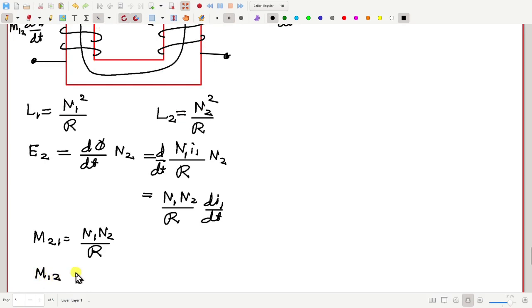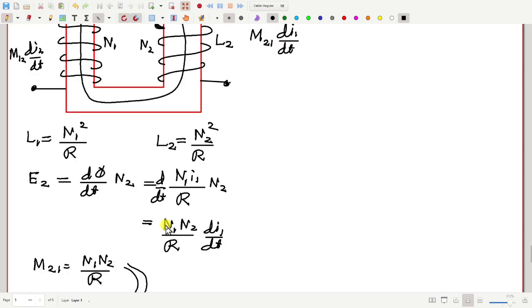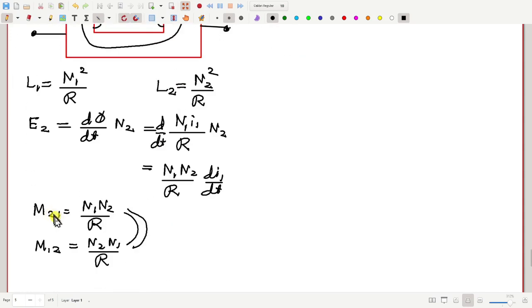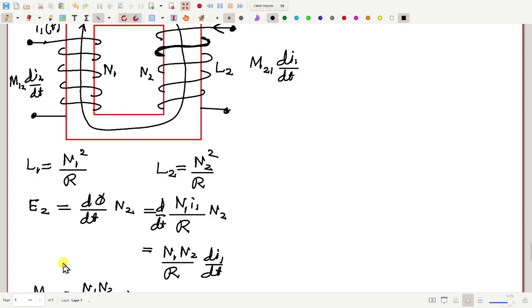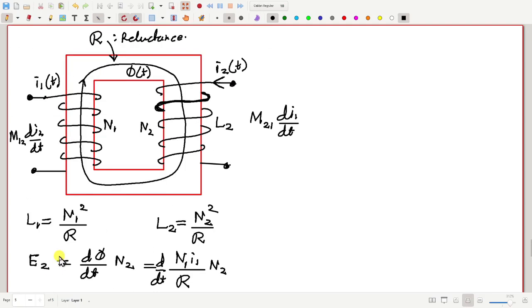M12 will be, just replace N1 by N2 and replace N2 by N1 in this equation. So if you do that, you will get the same thing. So once again, we see that these two are equal. Although this is an approximate result, still we see M12 and M21 are equal, and they are actually exactly equal, that we saw in our last class using the concept of energy conservation. Okay, acha.